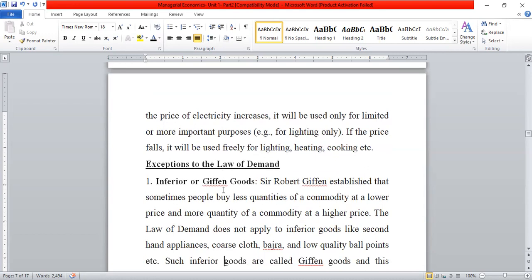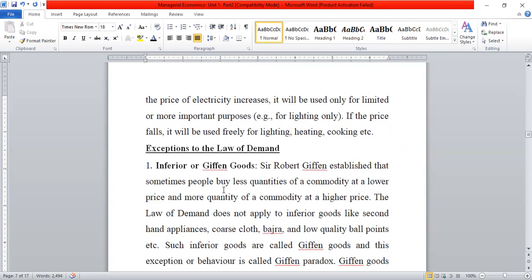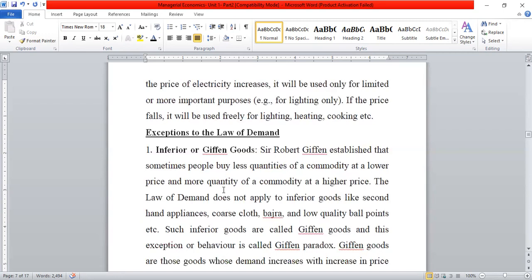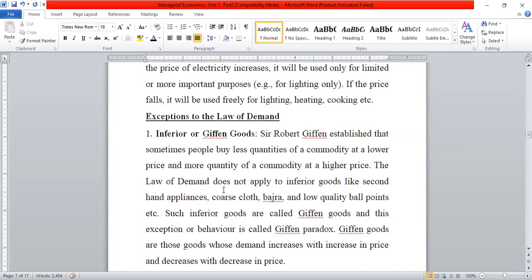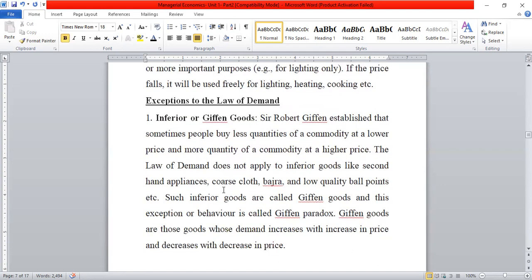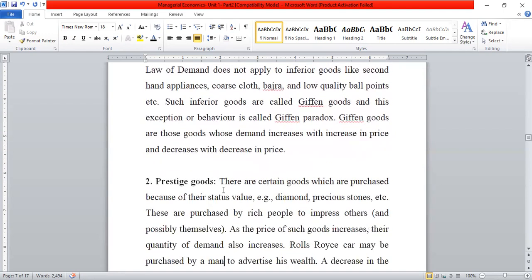For example, second-hand appliances, coarse cloth, bajra, low-quality ballpoints, and such inferior goods are called Giffen goods. Giffen goods are those goods whose demand increases with the increase in price and decreases with the decrease in price. Then prestige goods. Prestige goods means goods whose price is of a higher position.